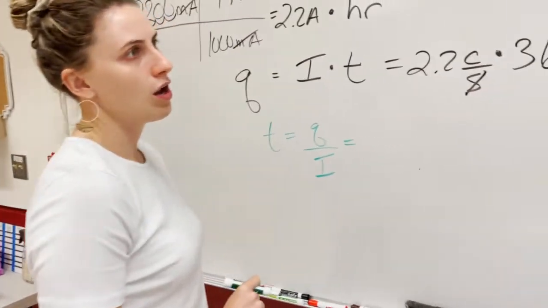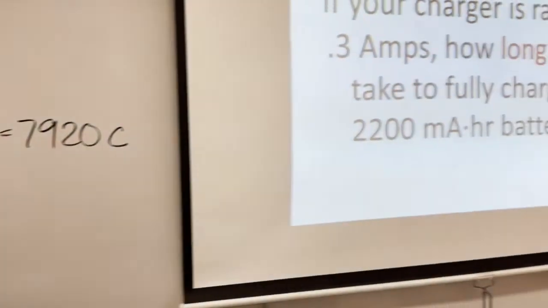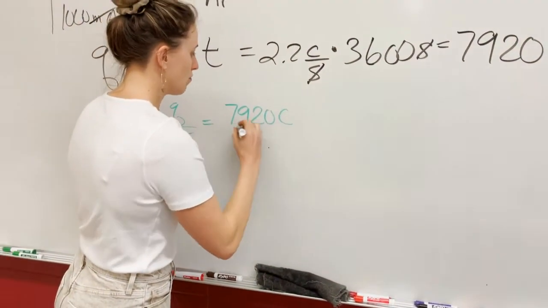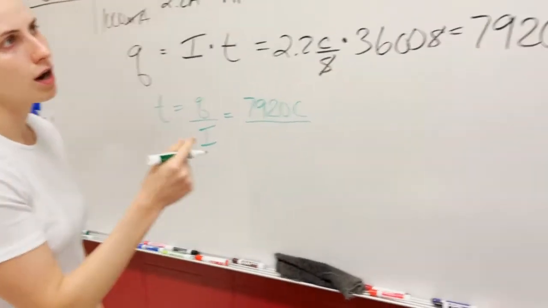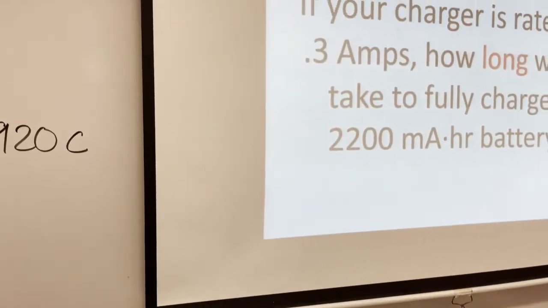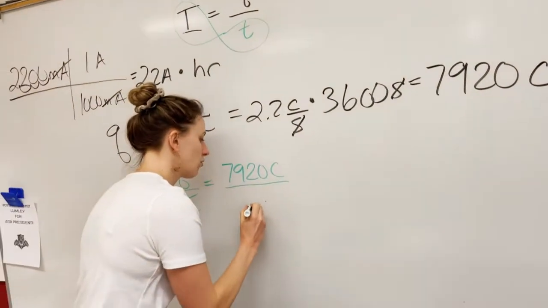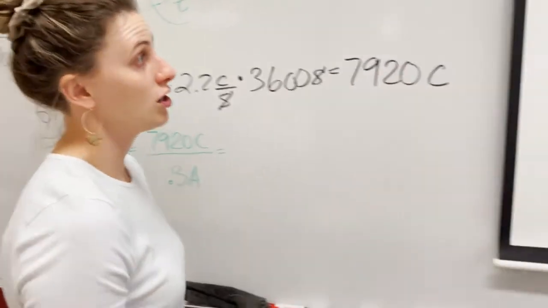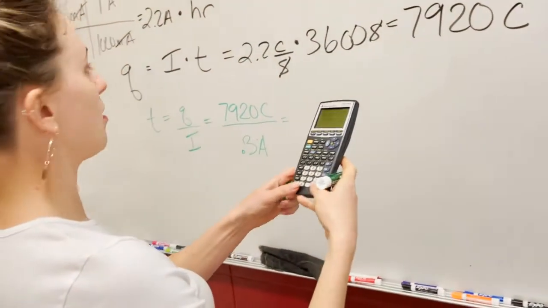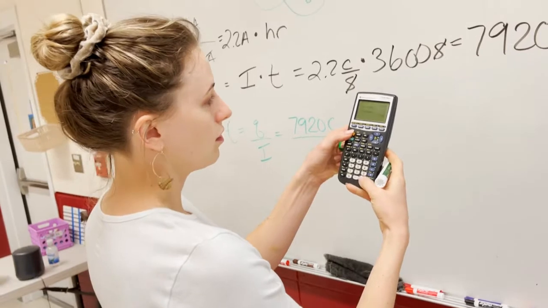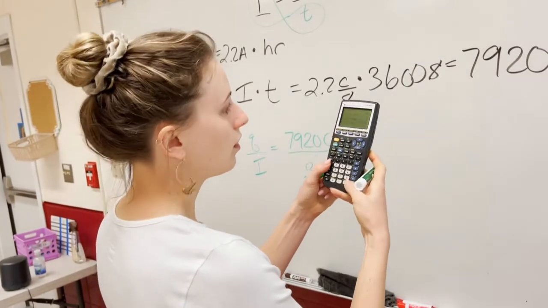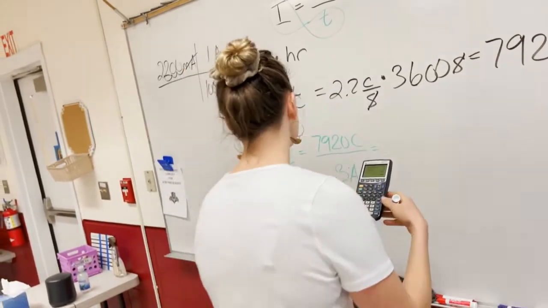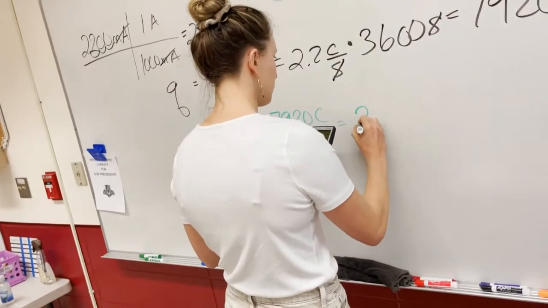The charge is 7,920 coulombs. We just got that right here. But what is our charger rated at now? 0.3 amps, so that's how much current we have. So if your charger is 0.3 amps, we divide 7,920 by 0.3, and I get 26,400 seconds.